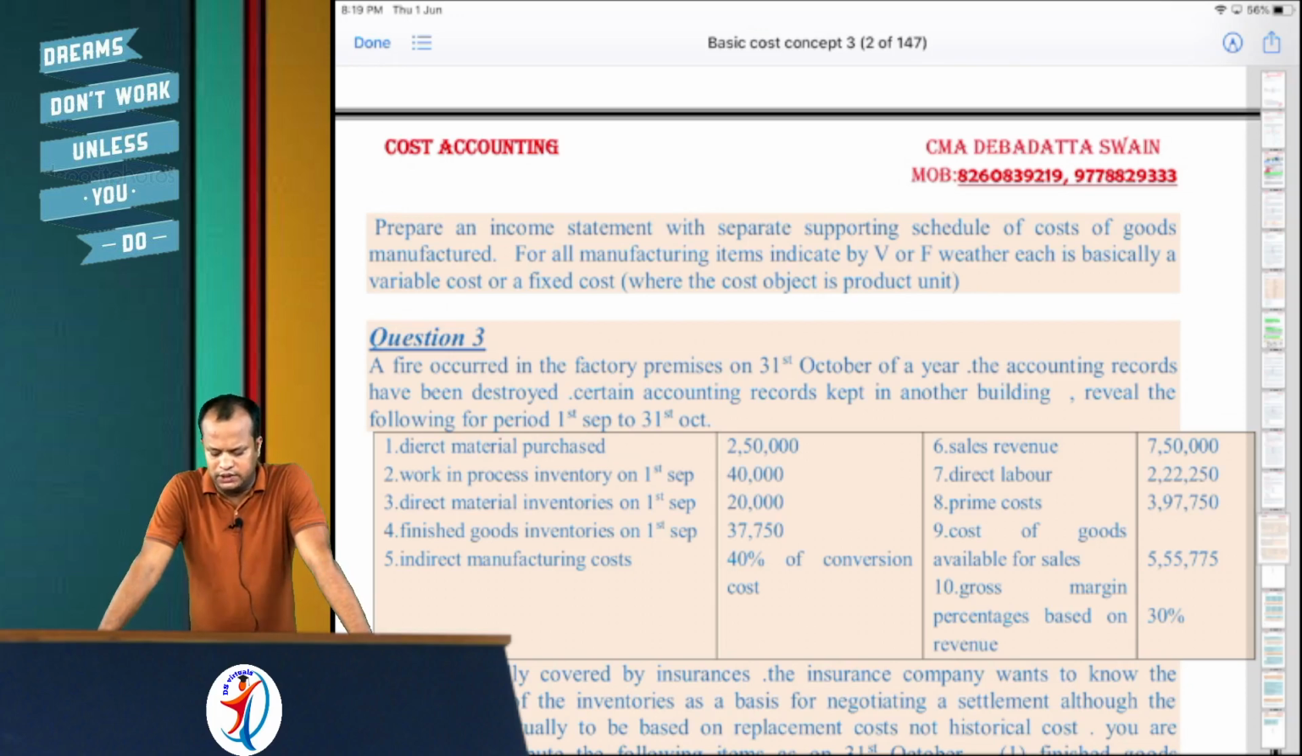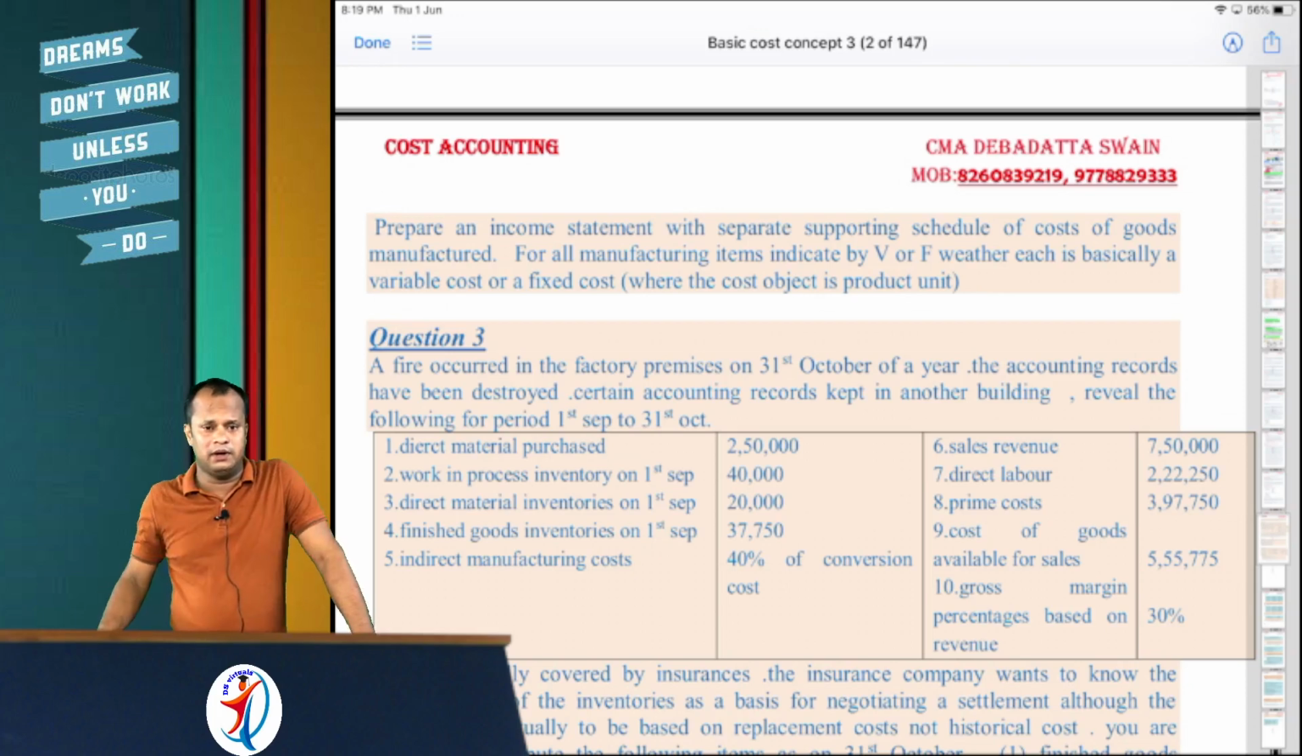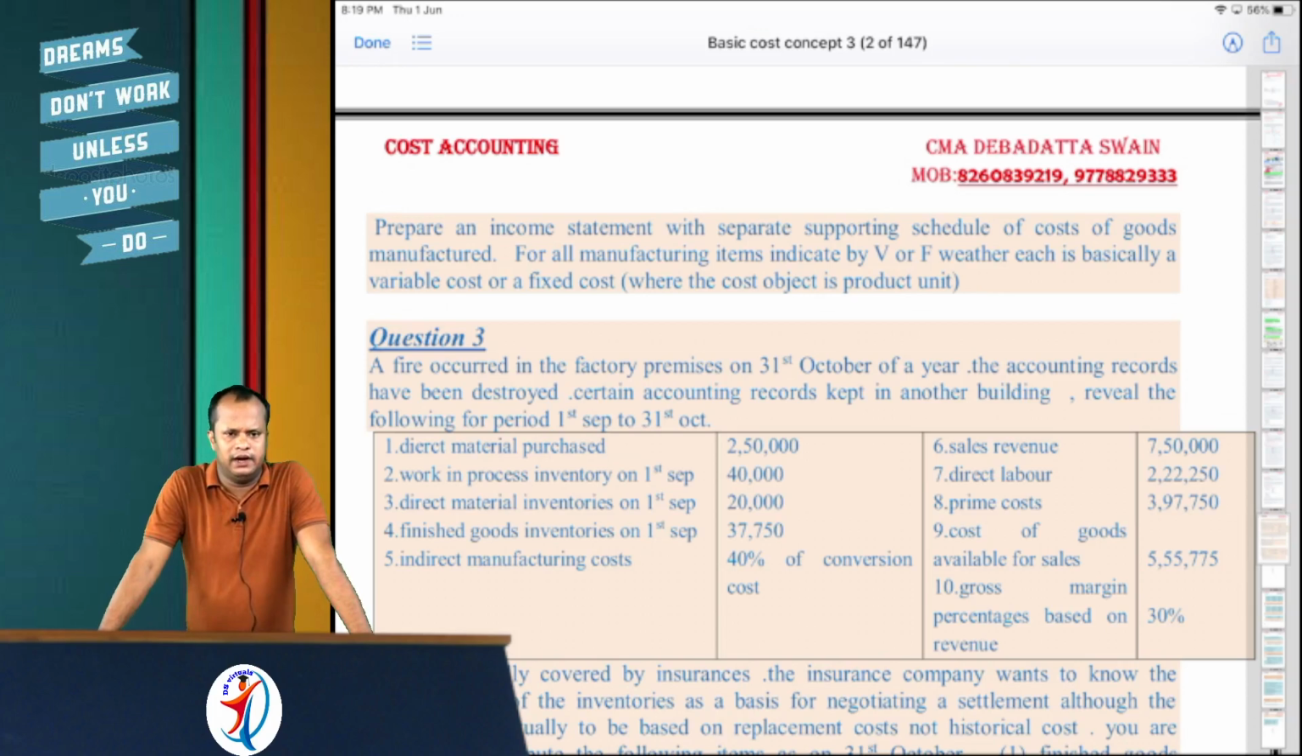Although the question is asking to prepare an income statement, you know that in the cost sheet format we started from prime cost, then factory overhead will be added to get factory cost, then office and administrative overhead will be added to get cost of production, then selling and distribution overhead will be added to get cost of sales, then cost of sales will be compared with sales, and the balance figure is profit.